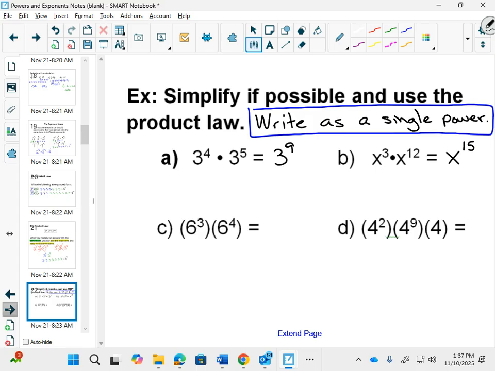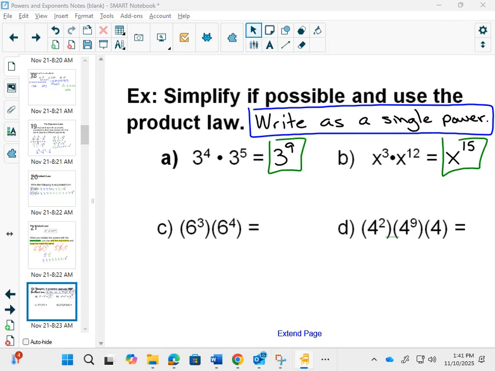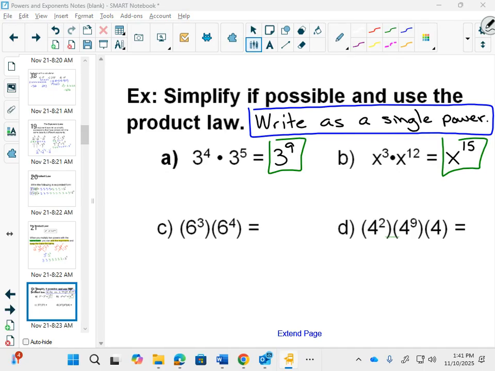Okay, so I want you to do the rest of these, except for the bottom two we're going to do together. No, you can do them all. Try them all. I'll pause the video and I'll put up the answers in a bit. We're going to go over these, see how you did. Did you get 6 to the 7?